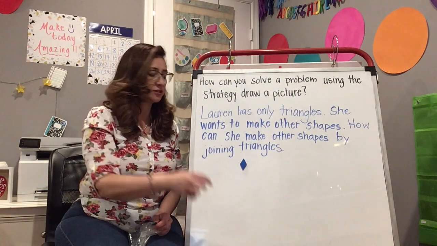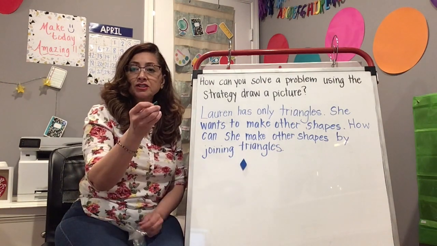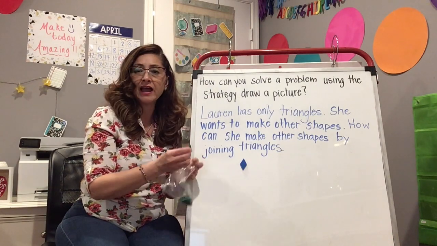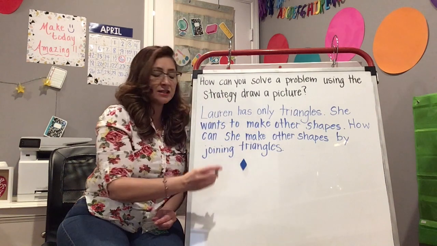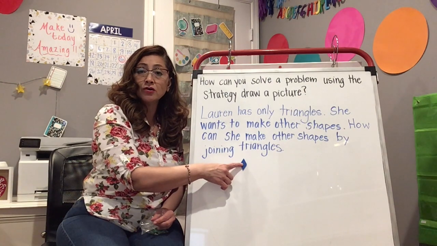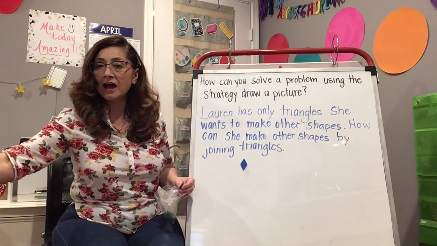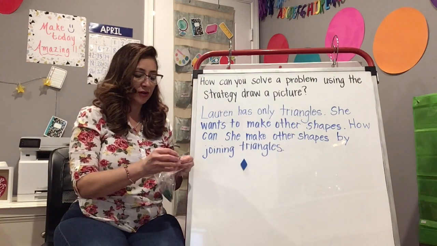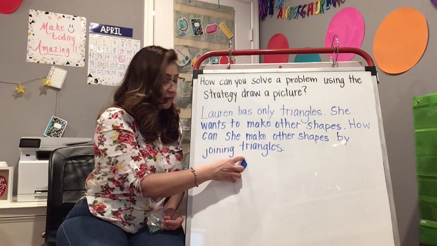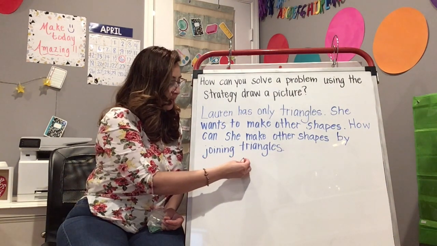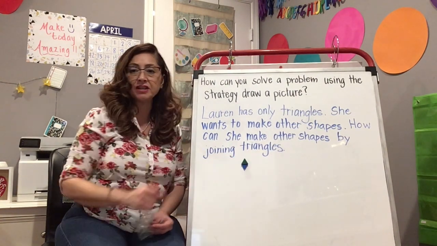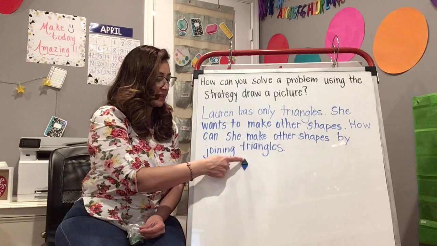Well, the first thing she could do is think about her shapes. Now, she knows that a triangle has 3 vertices, and she also knows that a rhombus has vertices. So she could fill in the shape with her triangles. And she notices, oh, there's a vertex there and a vertex there. So maybe if she puts it right on top, then she knows that she could make that shape.